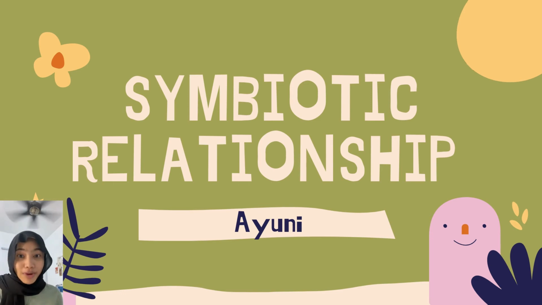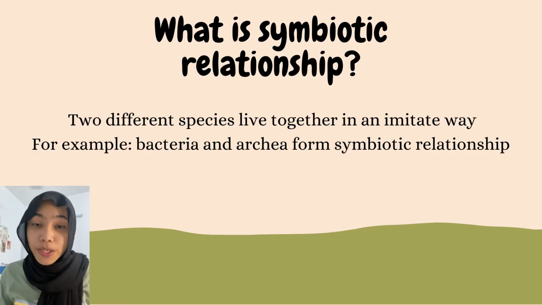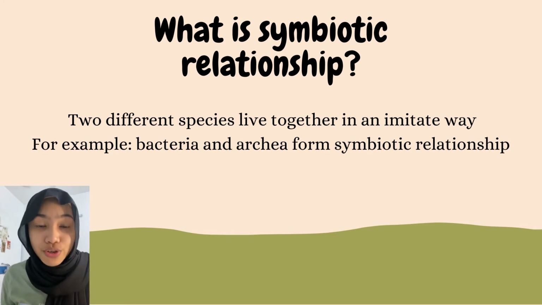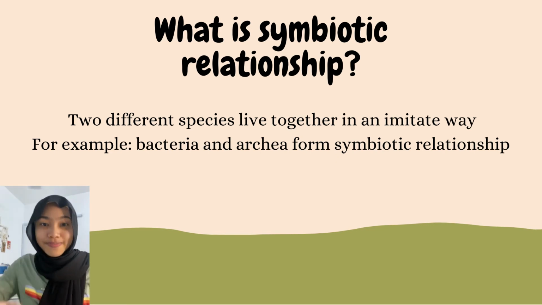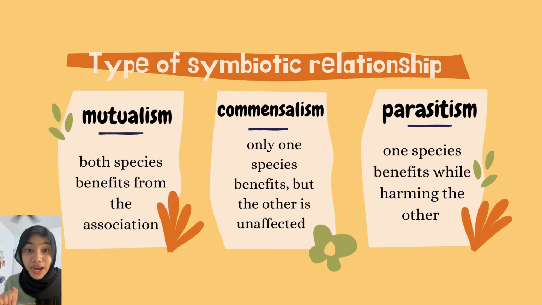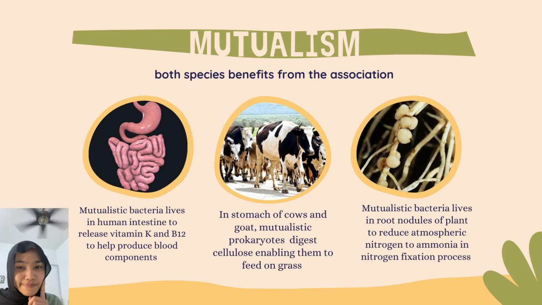Do you guys know what a symbiotic relationship is? A symbiotic relationship is when two different species live together in a close way. For example, bacteria and archaea can form a symbiotic relationship together. For the types of symbiotic relationship, first, we have mutualism. Second, commensalism. And the third one is parasitism.